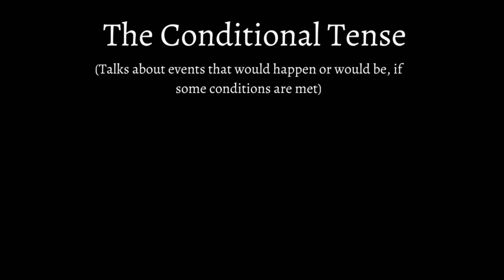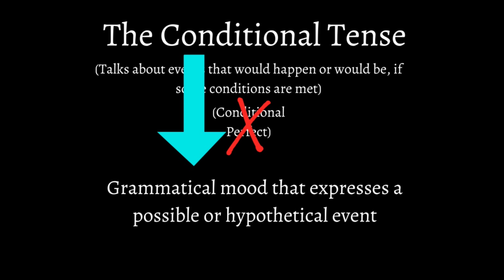So in this video, I would like to explain how to conjugate verbs in the conditional tense in Russian. The conditional tense in Russian talks about events that would happen or would be if some conditions are met. And Russian doesn't have any conditional perfect tenses like in English. In fact, the conditional in Russian isn't really considered to be a tense, but rather, it's a grammatical mood that expresses a possible or hypothetical event.